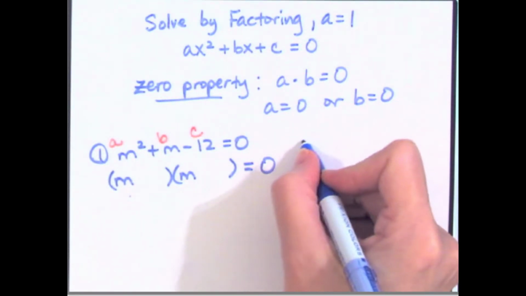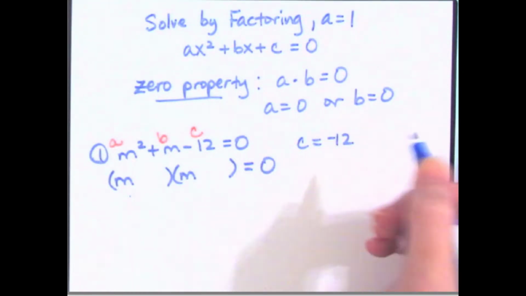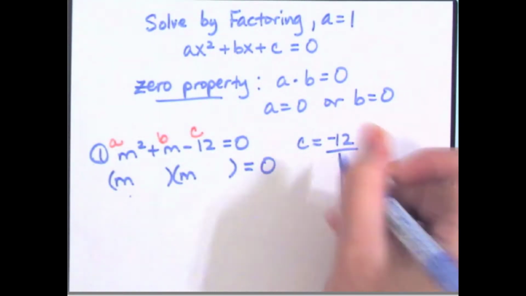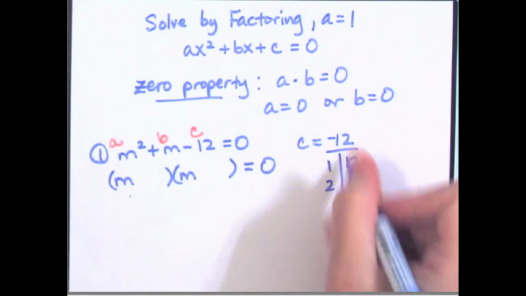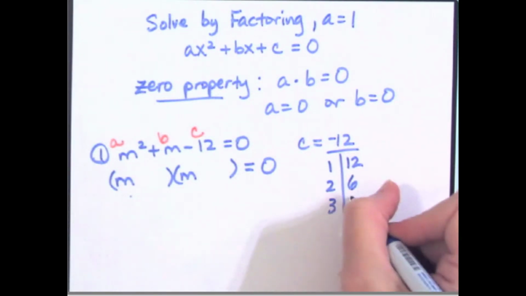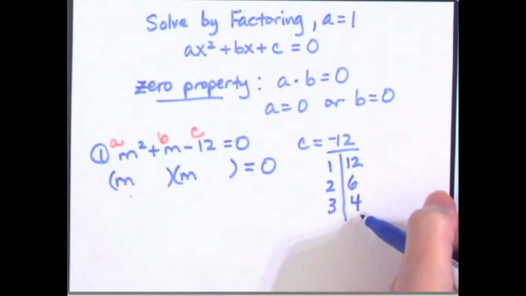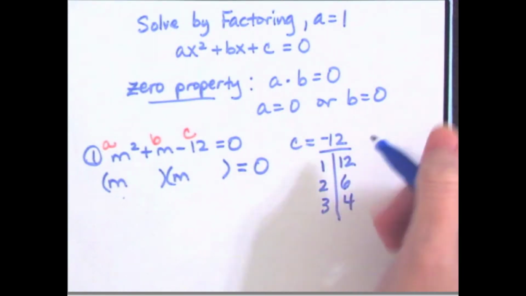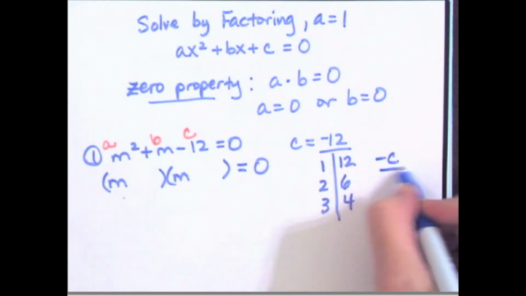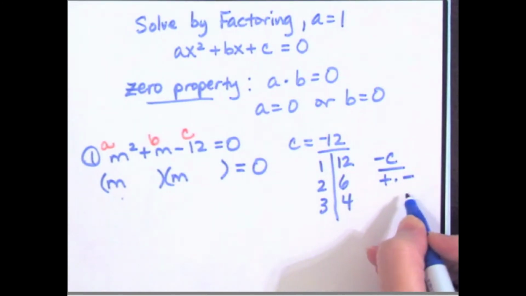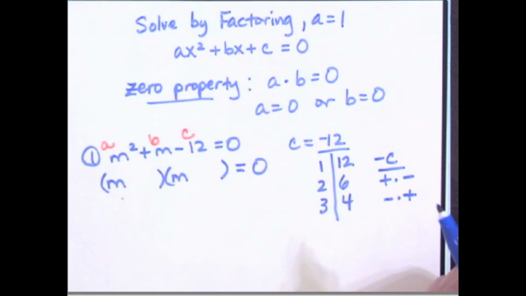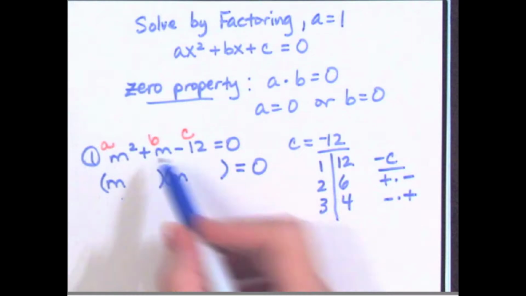So we need to think about c. c is negative 12. So we need factors of 12. So just make a list. 12 divided by 1 is 12. 12 divided by 2 is 6. 12 divided by 3 is 4. And my next number would be 4, but that's already in my list, so that lets me know I can stop. This sign is very important. If c is negative, you're going to want your factors to be different signs, so either a positive times a negative or a negative times a positive.